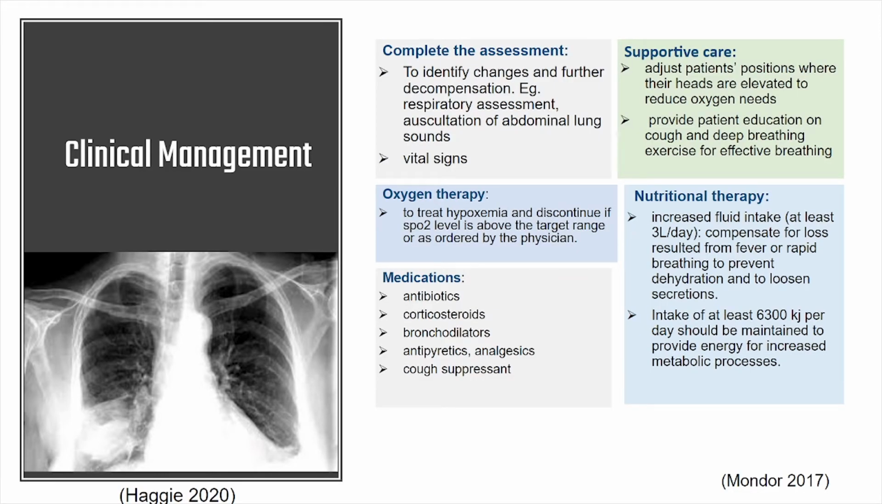There are many ways to clinically manage patients with community-acquired pneumonia in the hospital. Firstly, assessment is part of the clinical management, as it can identify changes and further decompensation of the patients. For example, nurses can complete a full respiratory assessment to assess respiratory patterns and the signs of airway obstruction. Also, abnormal lung sounds and the amount of airflow can be identified through auscultation.